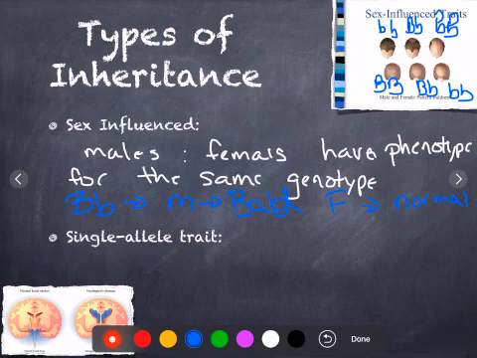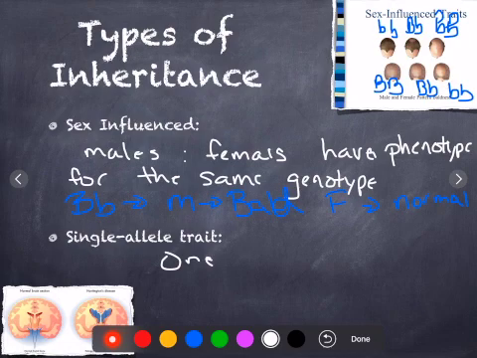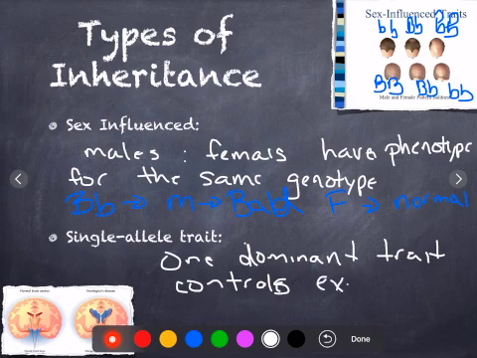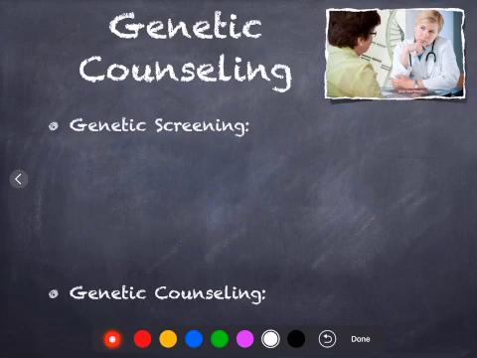And a single allele trait just means that one dominant trait controls expression. And the one that we talked about here was Huntington's disease. And Huntington's is one of the genetic disorders that you will have to know for the upcoming test.